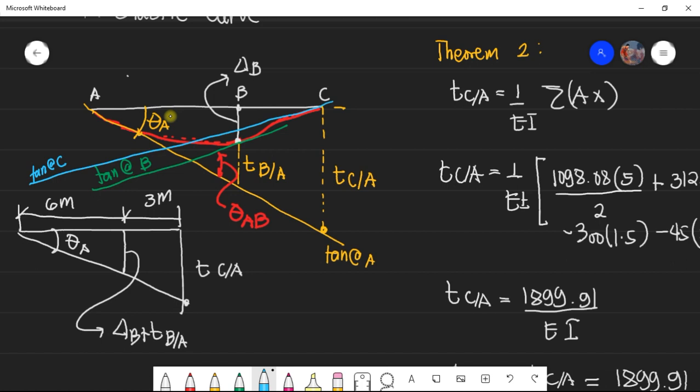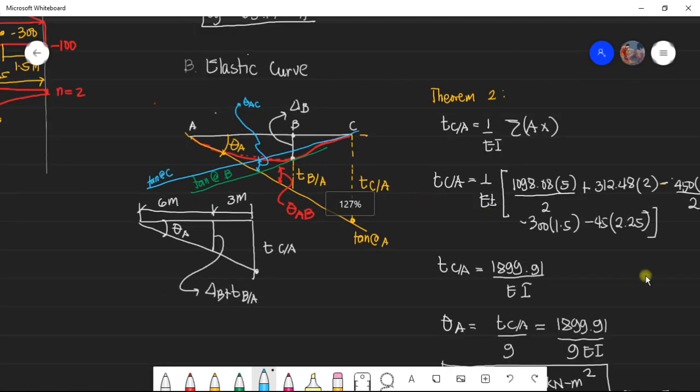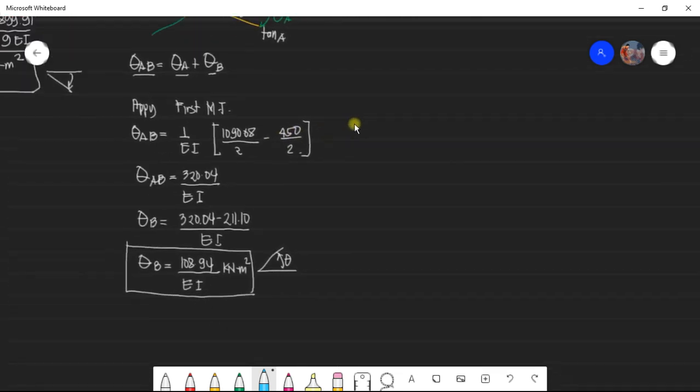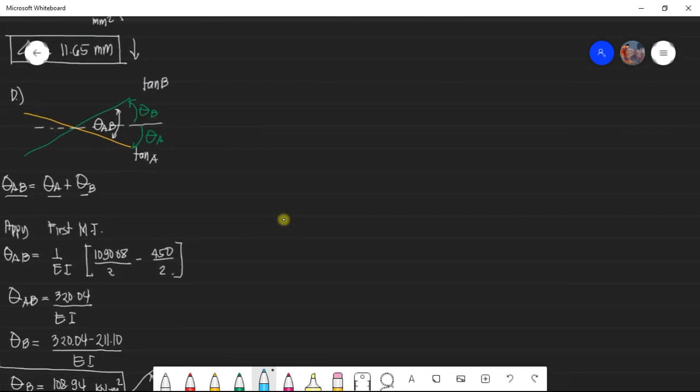And then we have a change in slope here, the change in slope between A and C. But I'll redraw that, since we can't make the free body diagram there. Okay, I'll just redraw it here. This is the tangent at A, and this is the tangent at C. So this is the change in slope.